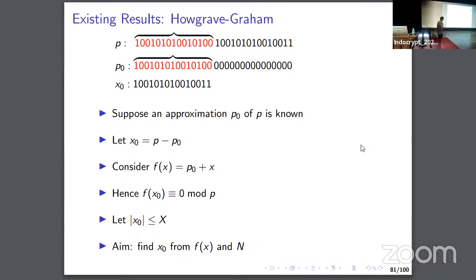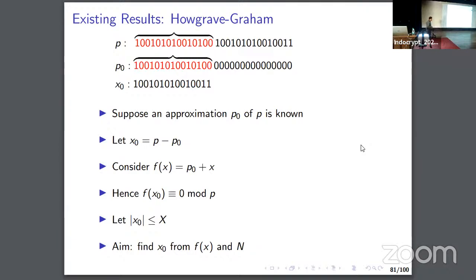So you know P0. This block is the same as this block, and the remaining part of P0 we can make all 0. So you know some approximation of the prime, which is called P0, and this is the unknown part. This is X0. So what is X0? X0 is nothing but P minus P0. Now, if you consider this polynomial f(x), which is P0 plus X, then you can check that f(X0) is 0 modulo P.